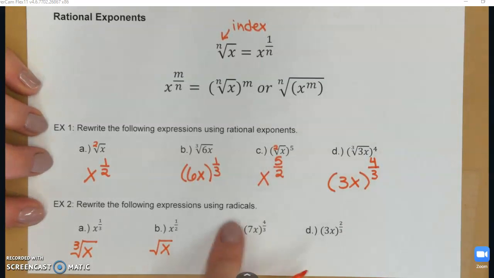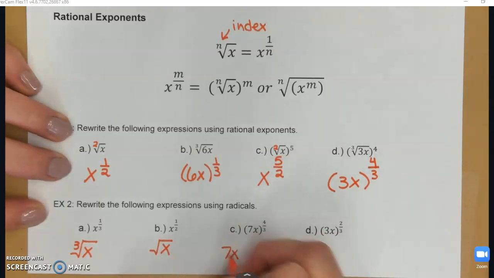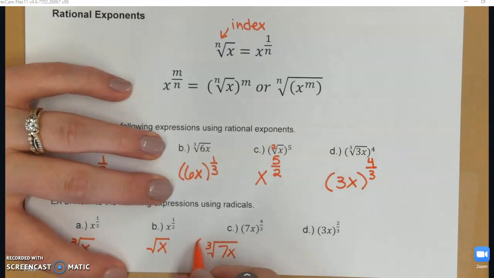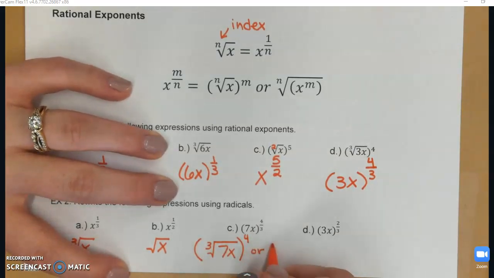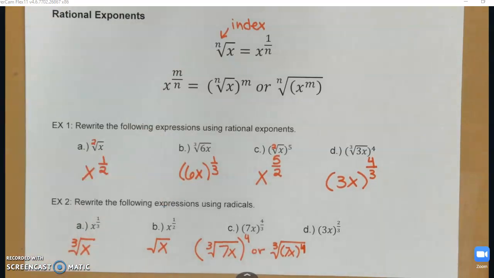Now, c and d, we have 2 ways we can write these, and I'll show you both ways. So starting with c, 7x. 7x is in parentheses, which means both the 7 and the x are going to be inside my radical. My denominator of my exponent is 3, so that means the index of my radical is 3. And now this 4, remember, we have 2 places we can put it. We can say this whole thing is being raised to the 4th power, or I can put it inside my radical, again, as long as my 7x is in parentheses.